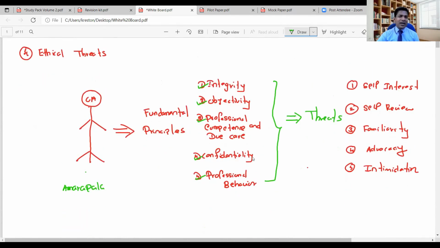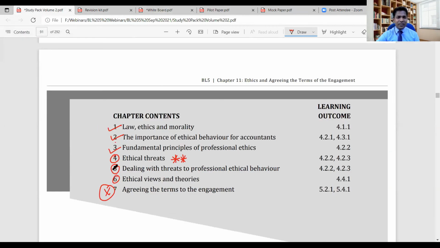I hope that you got a very good understanding now of what is really meant by ethical threats. This is a highly examinable area. Most of the questions that come to the examination are from this area. So I was trying to put my maximum effort into explaining these 5 fundamental principles and 5 fundamental threats that will have to be faced by a chartered accountant, not in personal life, but when he deals with professional and business relationships. So that is the 4th learning outcome that we just finished.